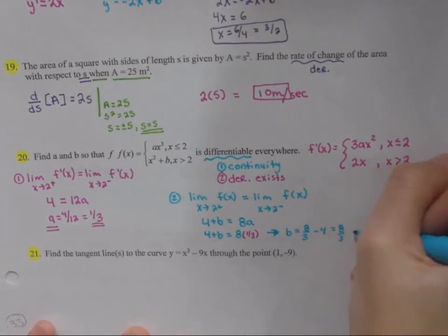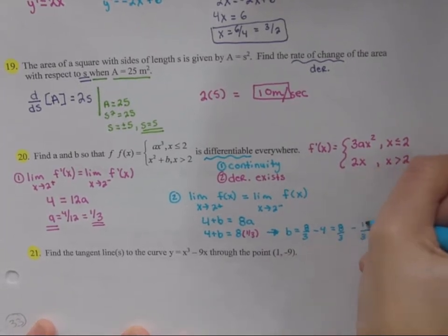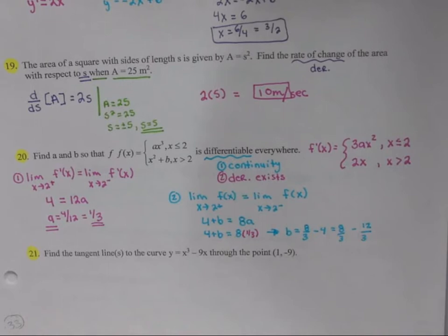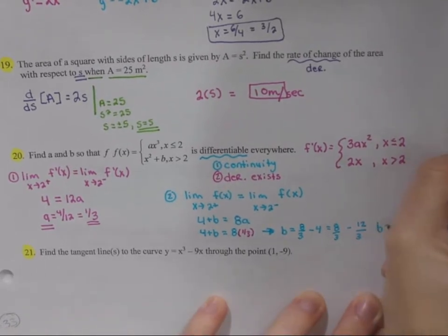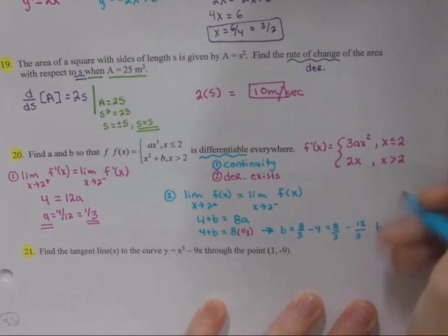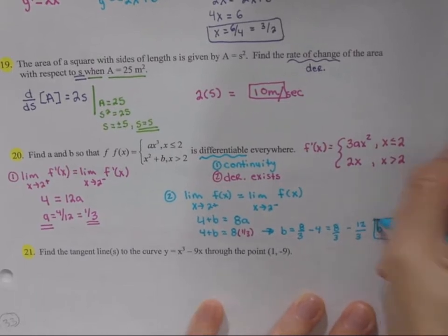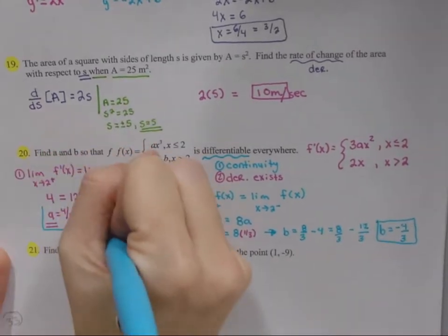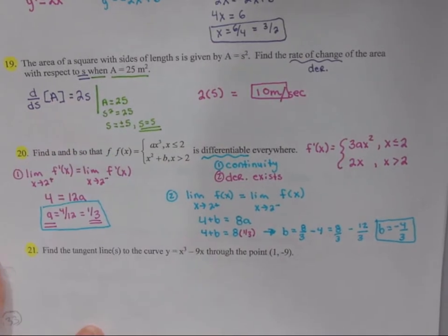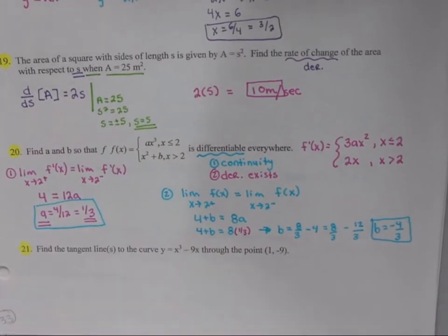which is 8/3 minus 12/3. So my final answer, b, is equal to negative 4/3. So I now know b, I already found a, and we're done with that one. So using the definition of differentiability, with the aspect that if it's differentiable, it must also be continuous, is kind of the trick to help us find both pieces there.